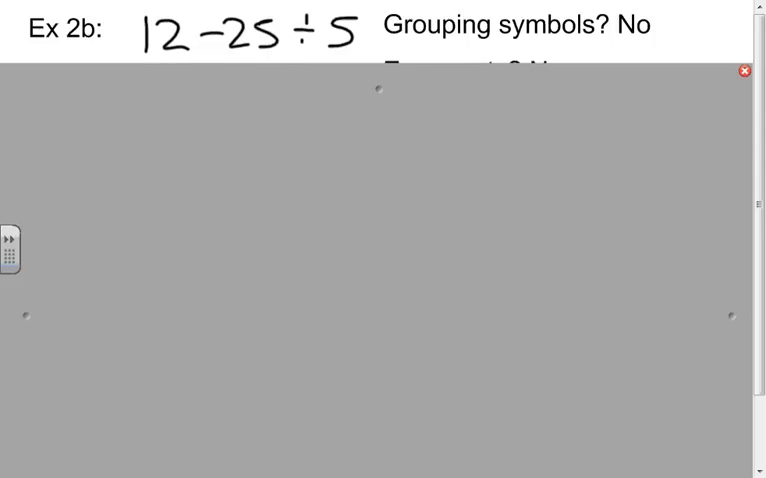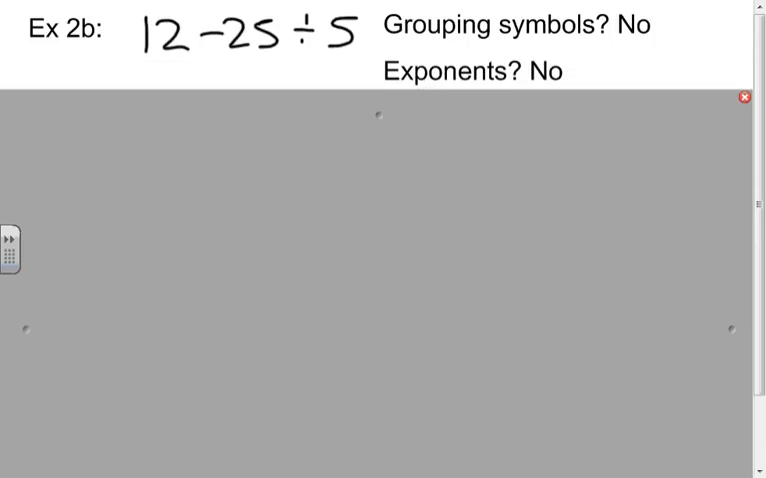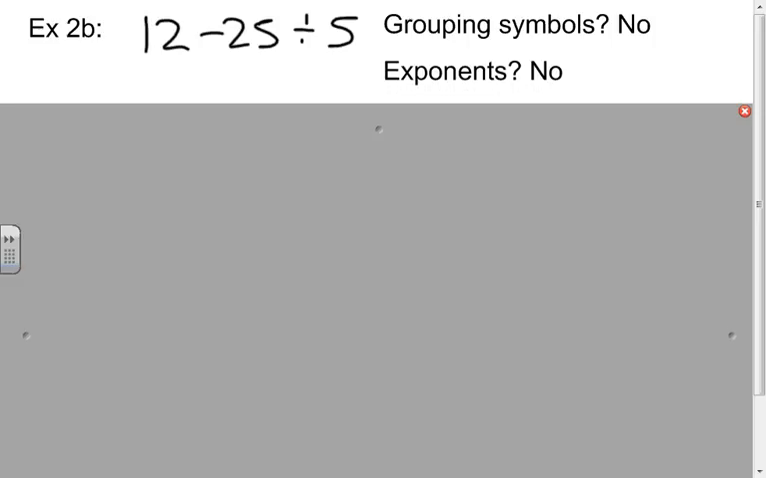Let's do another one of those. 12 minus 25 divided by 5. In this problem, remember, grouping symbols come first. I don't have any grouping symbols, though, so I can move on. Do I have any exponents? No, I don't. Third step is multiply and divide.